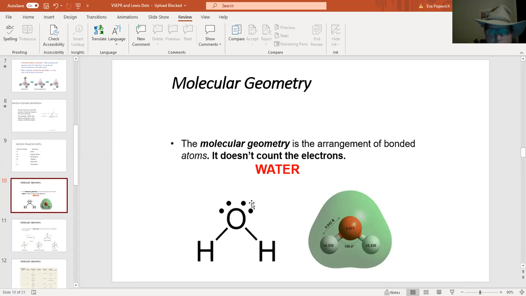tetrahedron geometry. So if you can visualize this, I got 3 things sticking down, 1 atom sticking straight up, but I can't see this one and this one. All I can see is this shape. So I've gone from a tetrahedron electron geometry to what's called a bent molecular geometry.